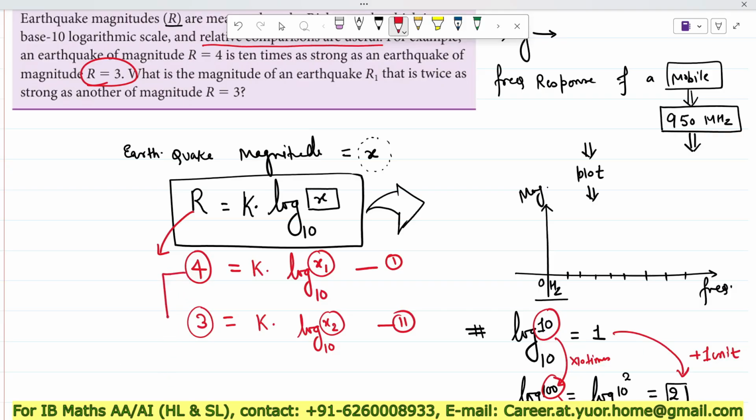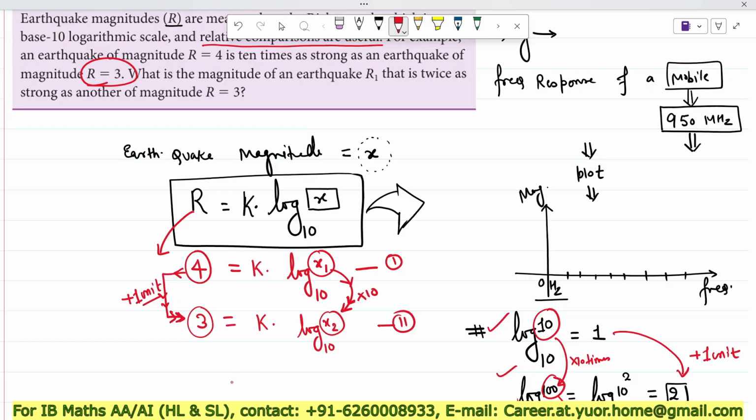See, just the increment of 1 unit, you can see the increment of 1 unit is 10 times, as we have discussed here also. If you increase your x value by 10 times, there will be an increase by 1 unit in the log value, and that is the same thing here also. Are you getting this?